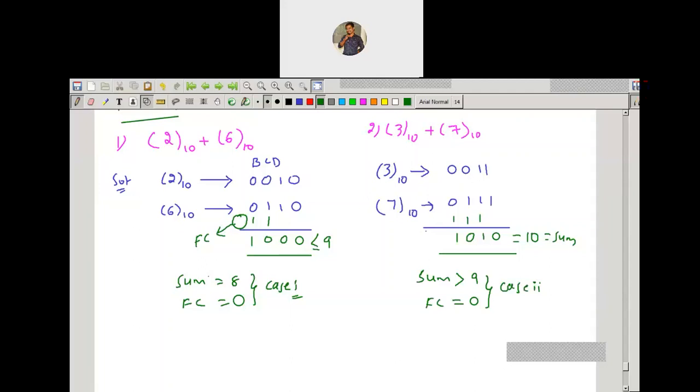This is the case 2. And the answer is what? Incorrect. You may get the doubt here: Sir, 3 plus 7 is 10 only, and we observed 10. So why is it wrong? You may get the doubt that 3 plus 7 is 10, and obviously we got the sum as 10, sir. So why is it wrong?